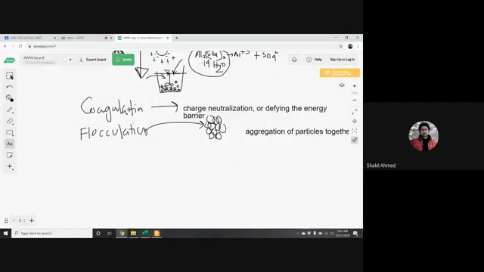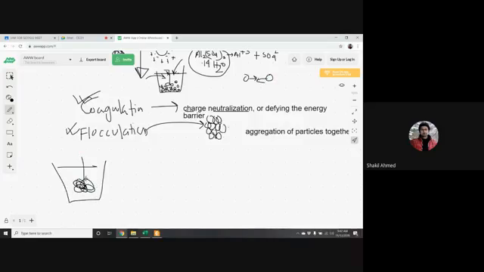Together. So once there is coagulation, then the flocculation happens. So flocculation follows the coagulation. First of all, you need to perform the coagulation to neutralize the charge, and once you neutralize the charge, then you need to bring them closer. How can I bring them closer? You can just stir it, right?